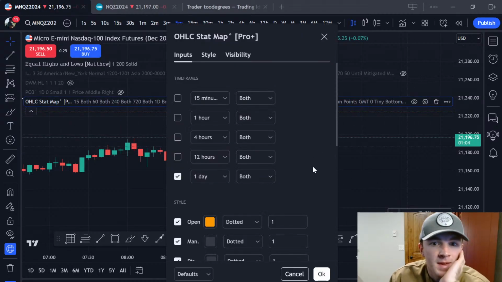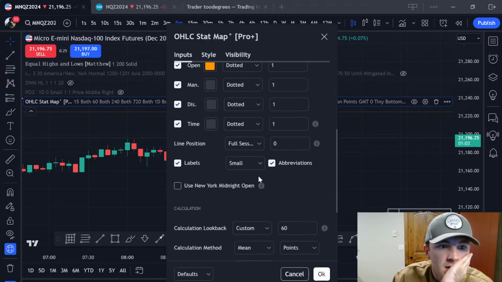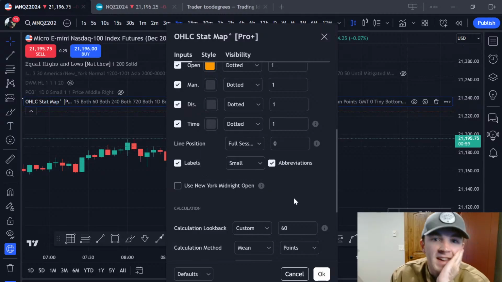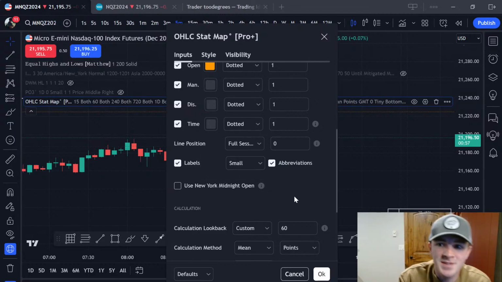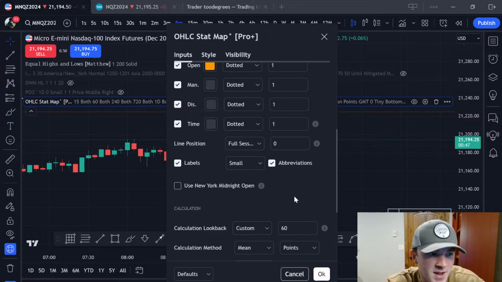About StatMap. Yeah, dude, it's pretty sweet. Go check out A Algo on Twitter. He posts about it all the time, but it's such a nice confluence.